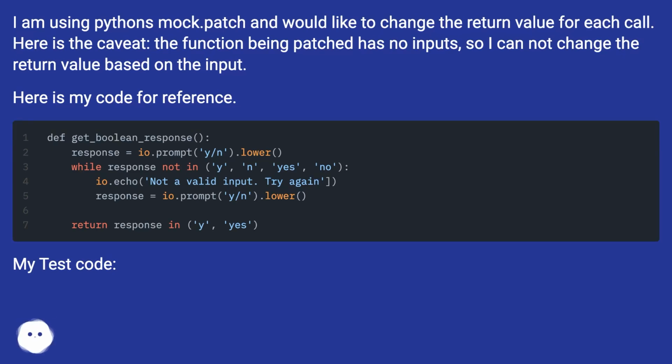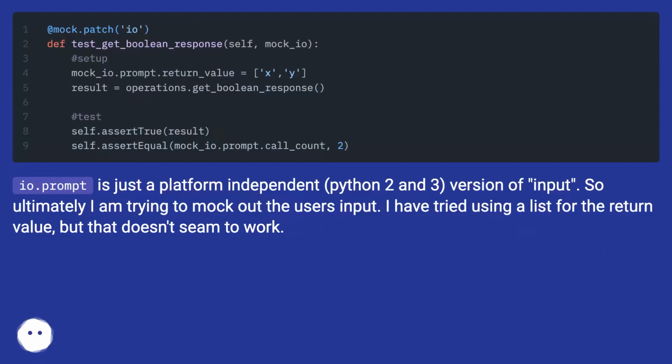My test code. IO.prompt is just a platform-independent, Python 2 and 3 version of input. So ultimately I am trying to mock out the user's input. I have tried using a list for the return value, but that doesn't seem to work.